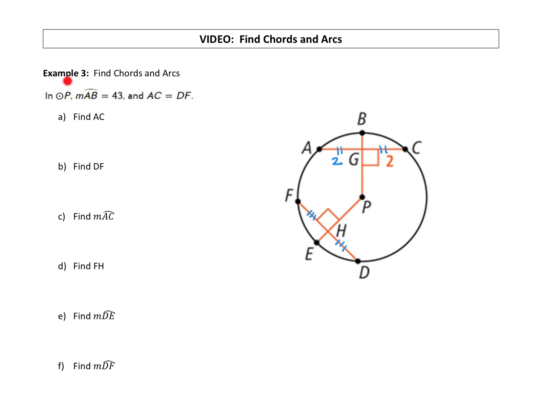And then they gave us some information. They said the measure of arc AB is 43. So if we find AB, that's this arc right here, is 43 degrees. And then they said that AC is congruent to DF. So chord AC is congruent to chord DF.